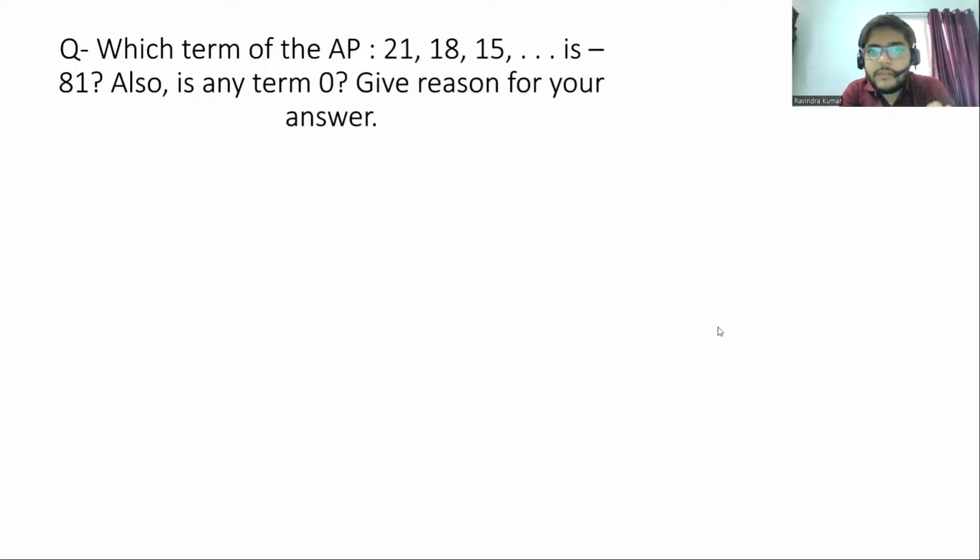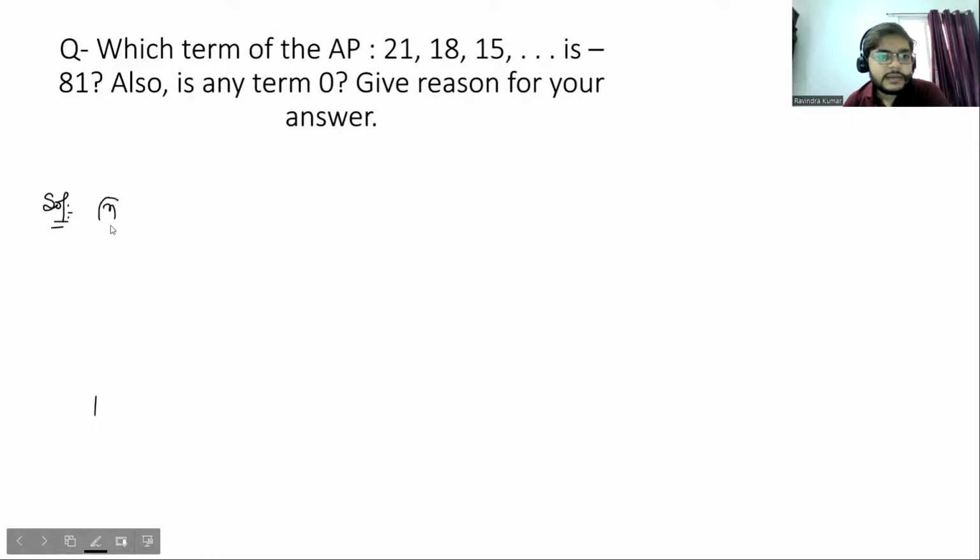It is saying, which term of the AP is minus 81? Also, is any term 0? Give reason for your answer. So basically, we have to find out which term is 81. So let's say the nth term is 81. The nth term is 81, right? So here you can say 81 is equal to a plus (n minus 1)d. Basically, we have to find the value of n here. Okay. So 81 is equal to a. What is the a here? It is 21. So 21 plus, we have to find out n, so it is as it is.